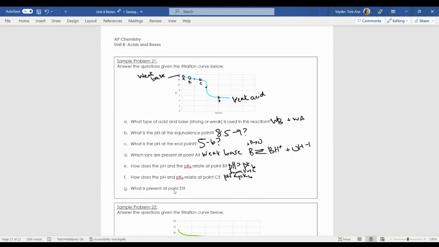And what's present at point D? I would have some weak acid. That's there. I would produce water, because of course, anytime I have a base with an acid, it makes water. And I'd also have some spectator ions.